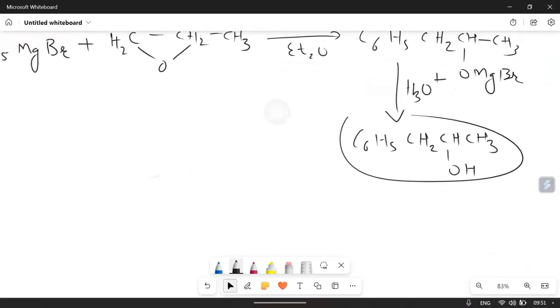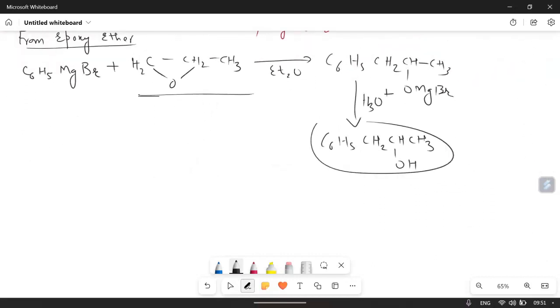The next method we are going to discuss, this is from the epoxy ether. The next method, C, is from esters. Ester reacts with Grignard reagent to form alcohol. How come? Let's discuss that reaction.